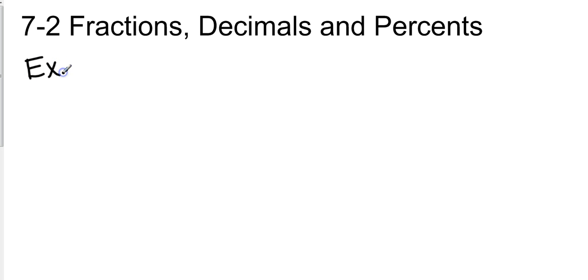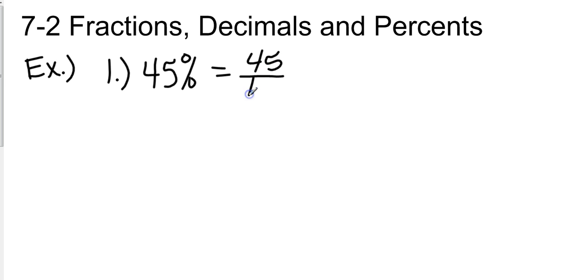If I asked you to write 45% as a decimal, if you read this, this is 45% of 100, so it would be 45 over 100. That's what we worked on yesterday. And 45 hundredths, if I write that, is 0.45. Okay, that's the long route.